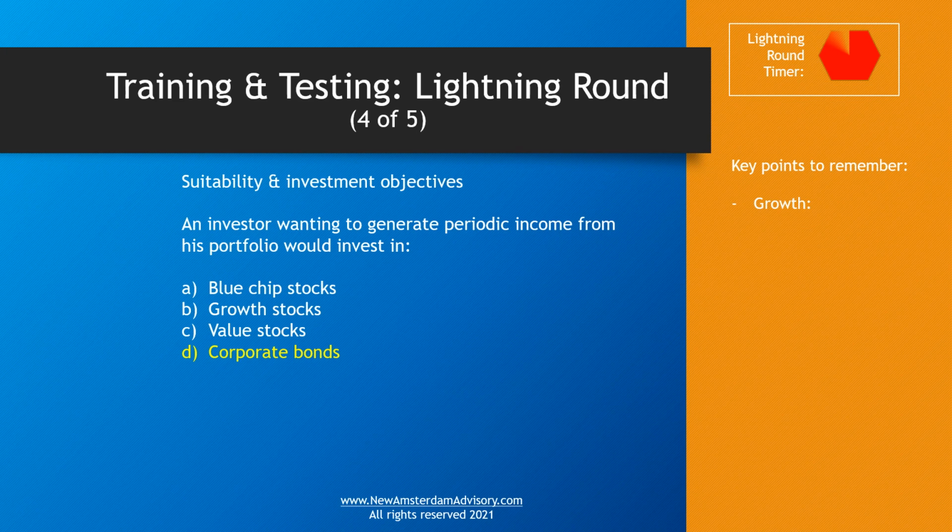A couple of quick points to remember: growth stocks are about capital gains, have a higher volatility and are more aggressive. Income stocks are about getting cash, are more stable, and are more of a defensive strategy.